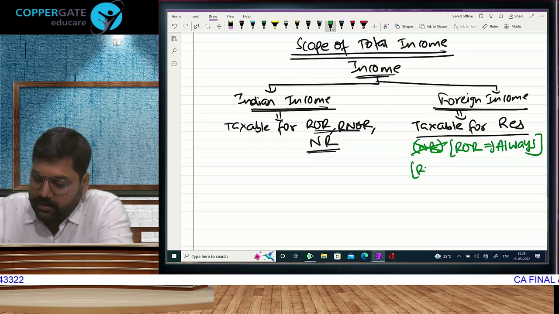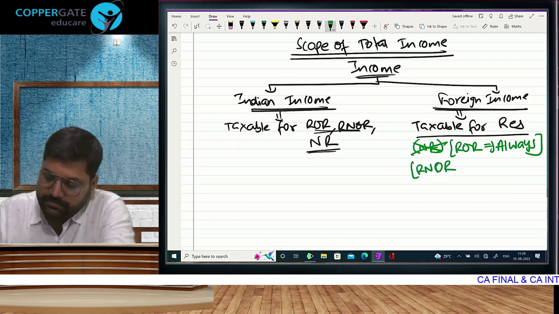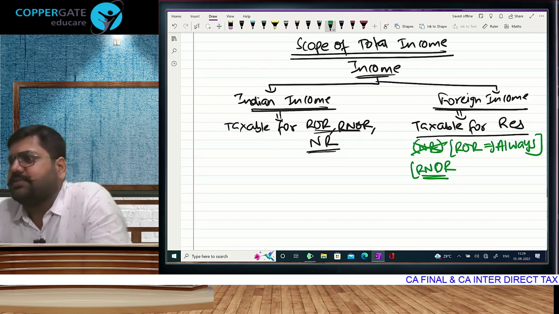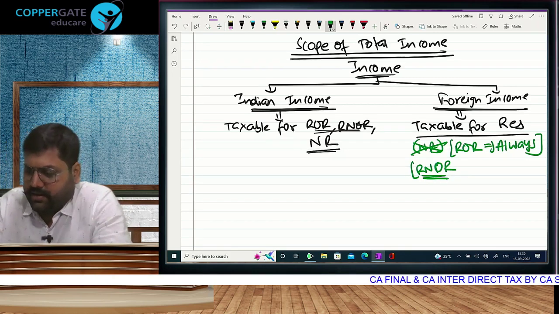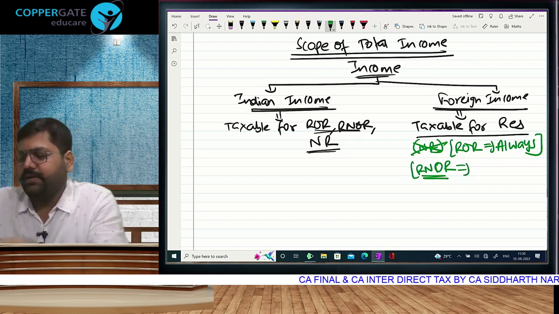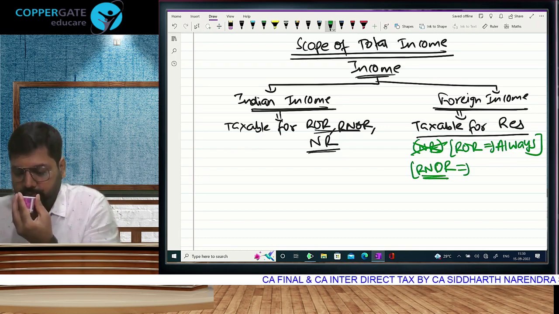If you are RNOR, now this is where the difference in tax treatment between ROR and RNOR lies. I'll ask you a simple question. Will he pay tax on Indian income?